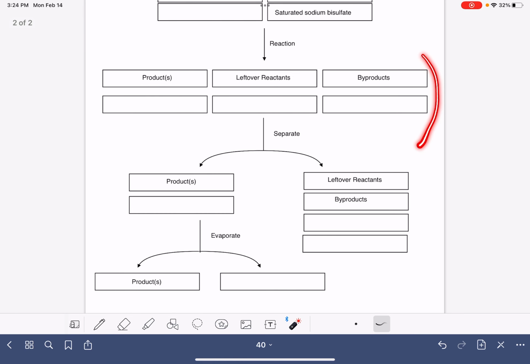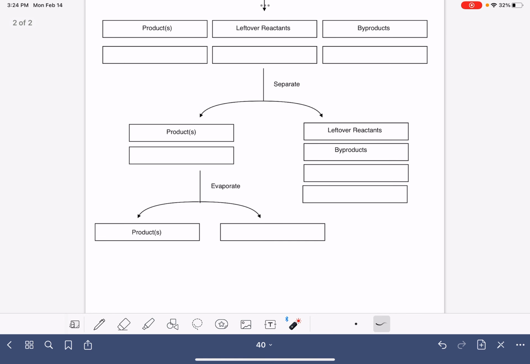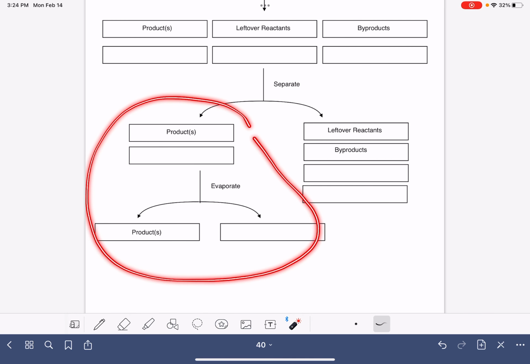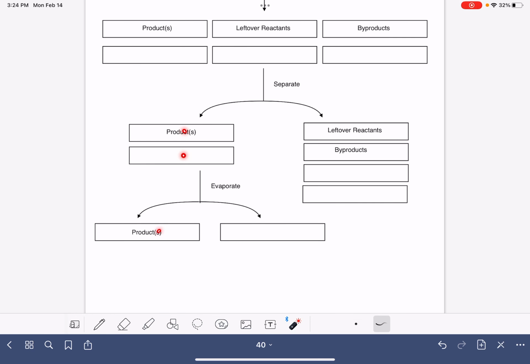From here, you're going to do a separation. So that means that all 6 of these items are going to be carried down into these 6 boxes below. And then on this side, you're going to do another separation. This is an evaporation. So these 2 need to be carried down into these 2 boxes here.